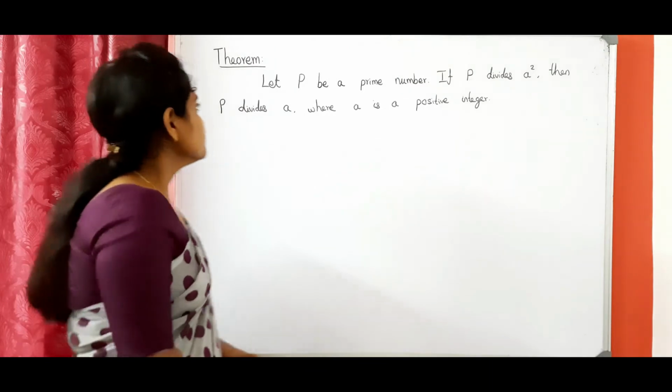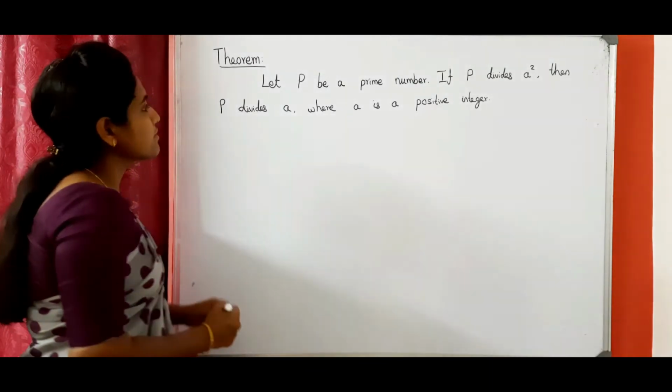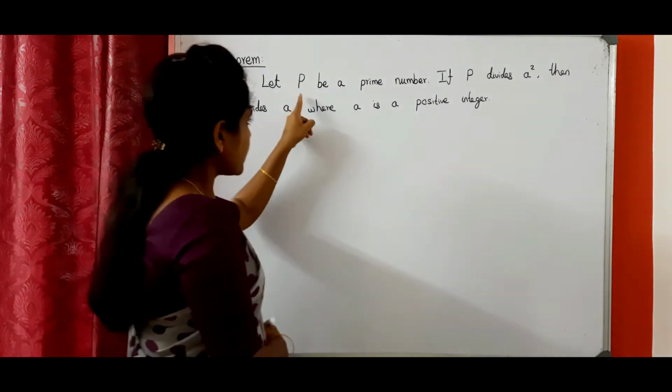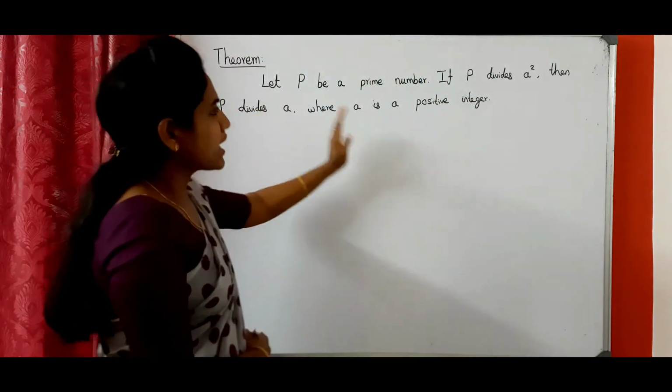Let's see the theorem. Let P be a prime number. If P divides A square, then P divides A, where A is a positive integer. What they are saying: P is a prime number, and P divides A square means P divides A also.